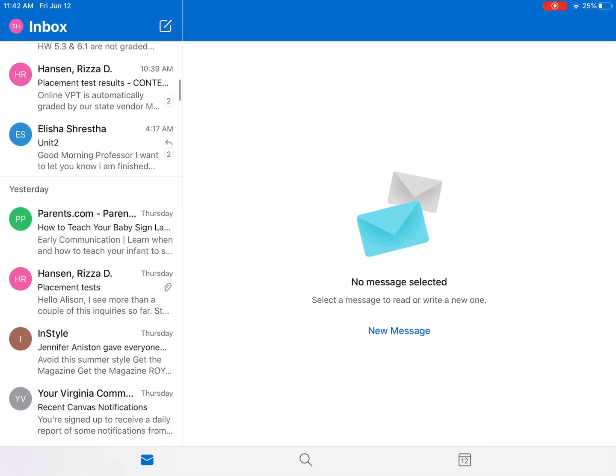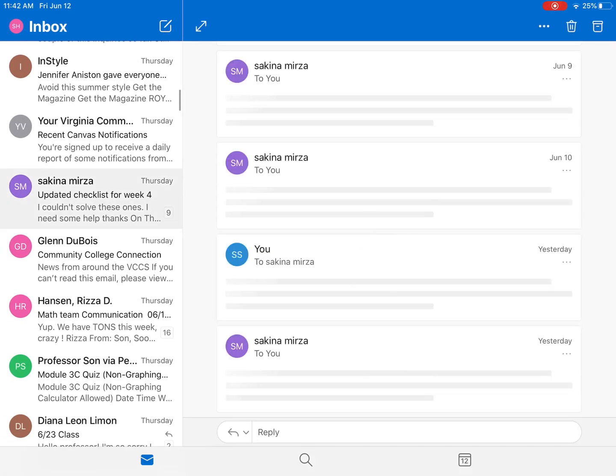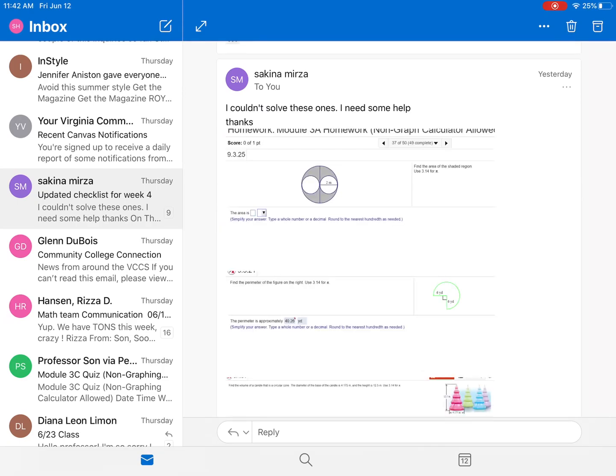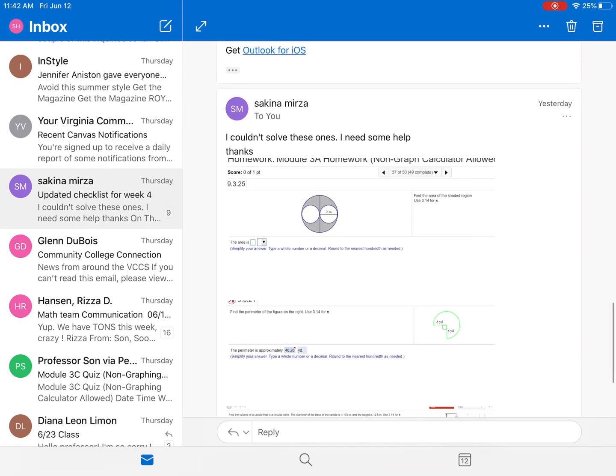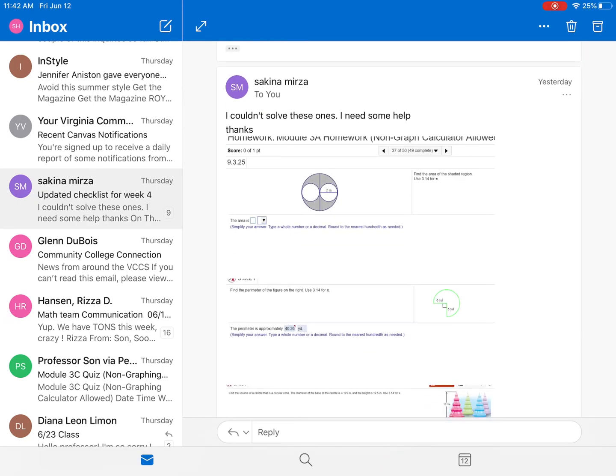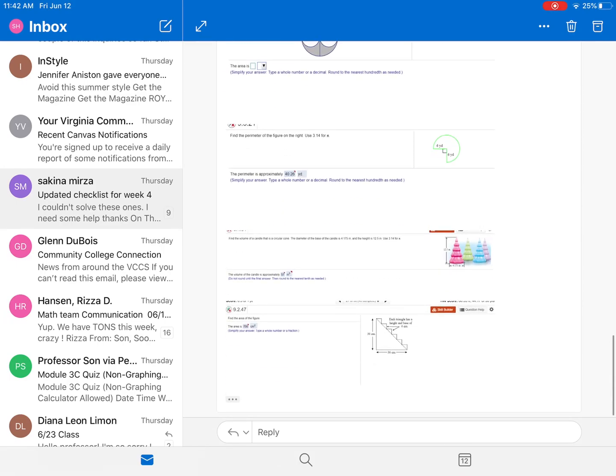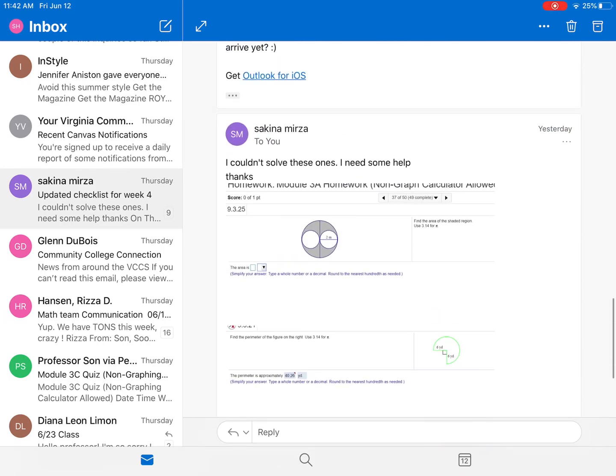Friday morning. I remember getting an email, but I just couldn't reply back when you first emailed me. So I'm opening it right now. You said you couldn't solve these ones. I need some help. Thanks. Okay, so let me go ahead and go over each of them. Looks like they are from your 3A homework.